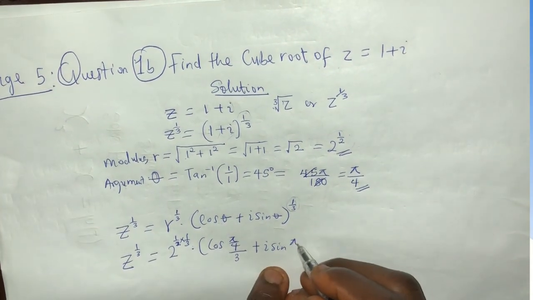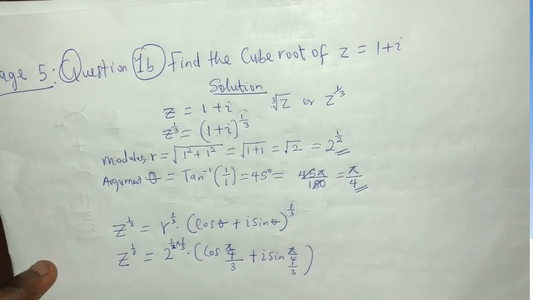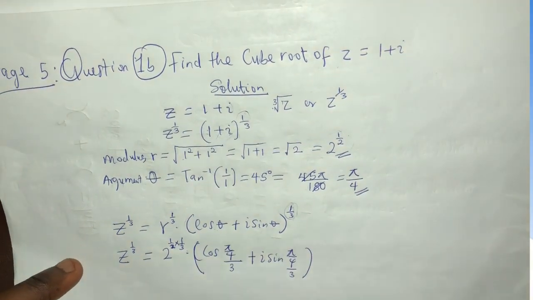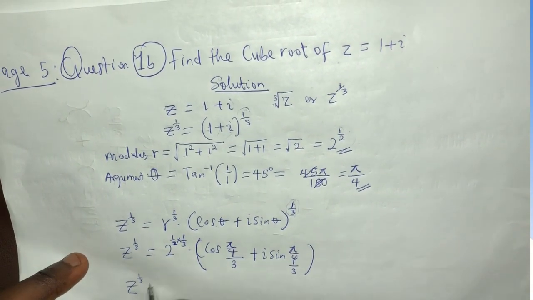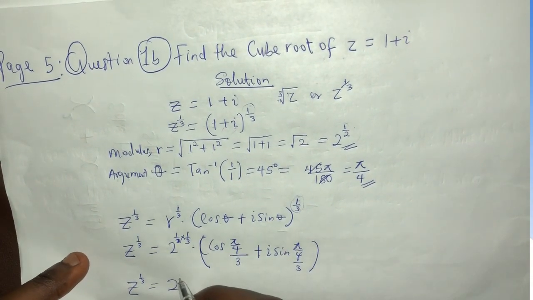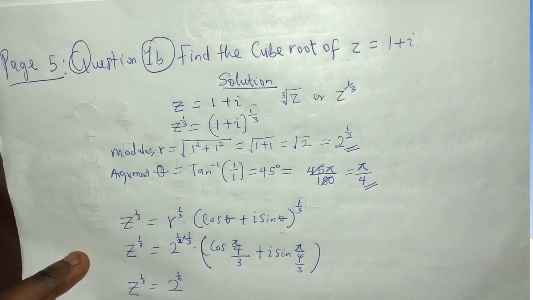Now first you have your pi over 4, then divided by what? By 3. So in conclusion, this would have been our final answer, but I want us to express this. So z to the power 1 over 3 is equal to 2 to the power of, you can use root 2, but we want to use this one, 1 over 6.